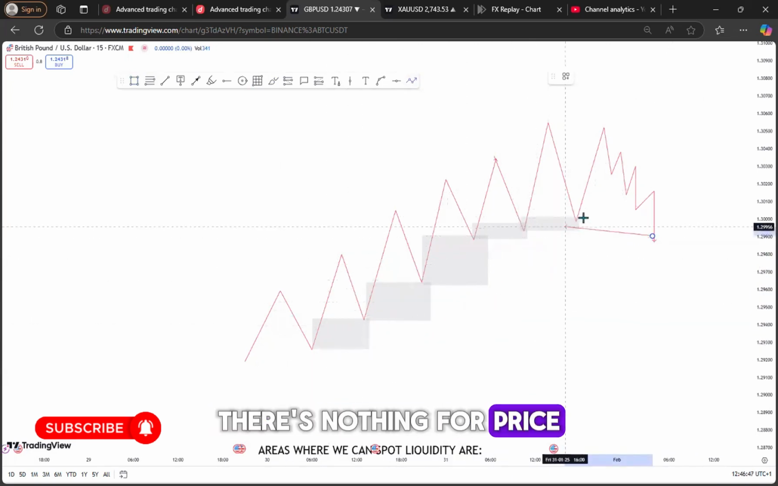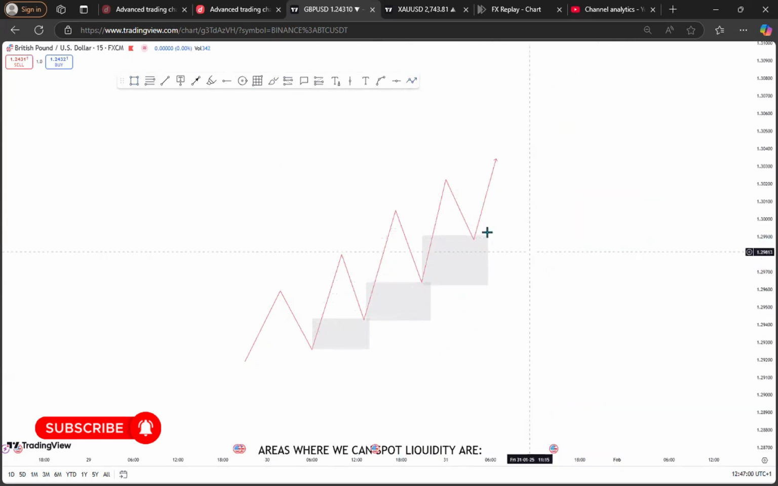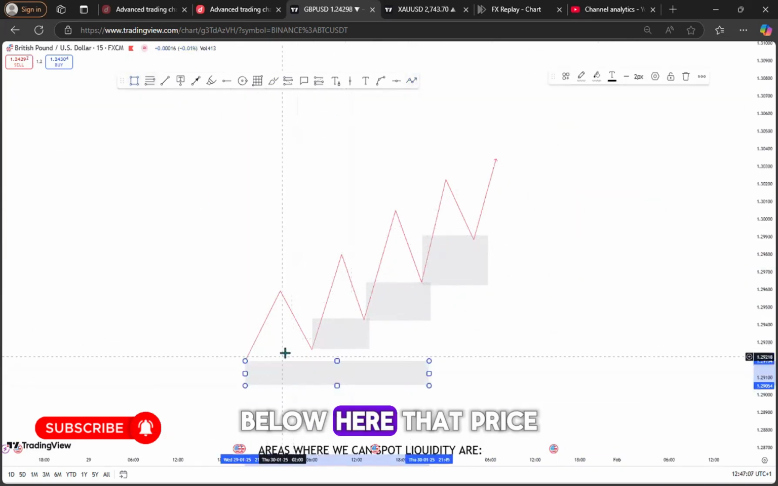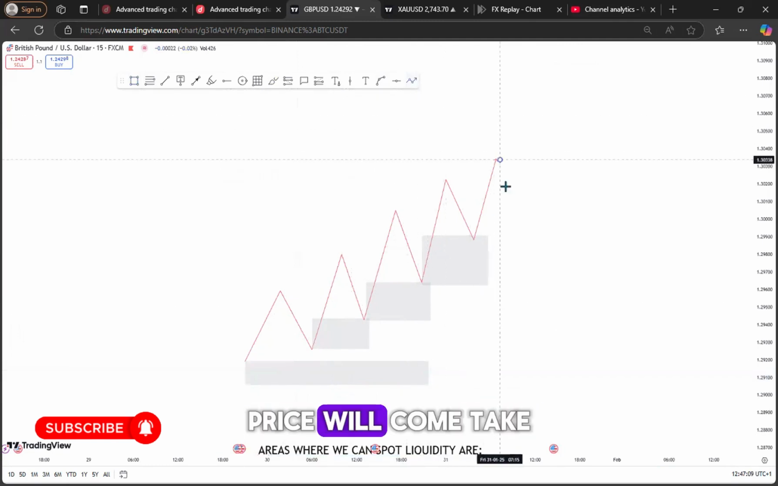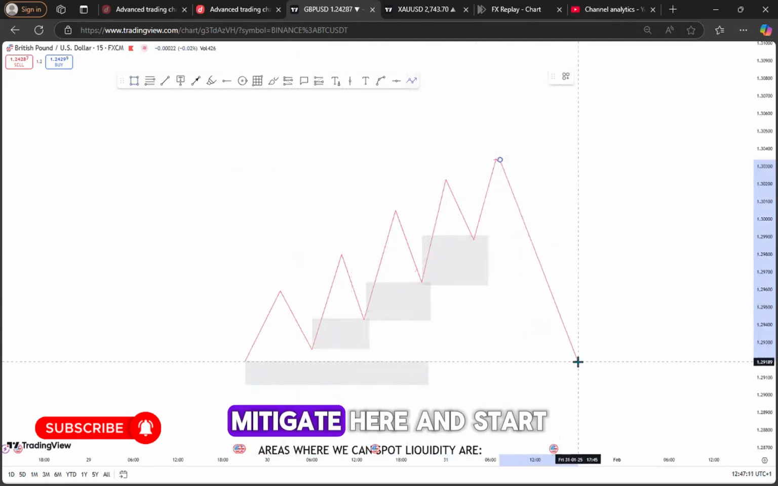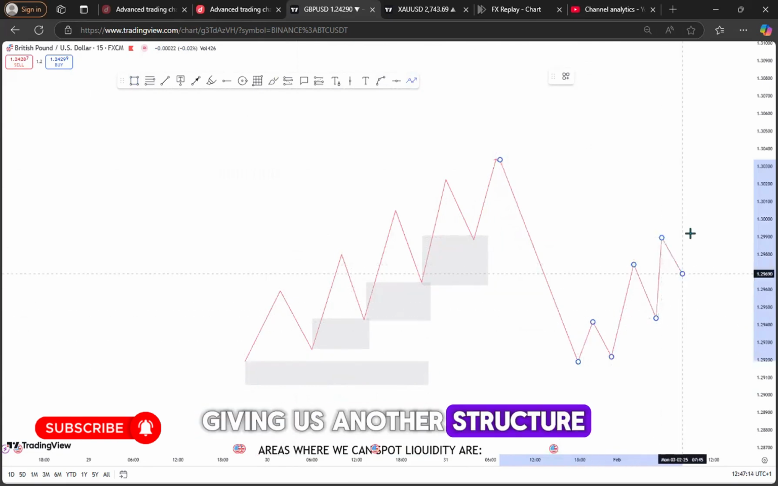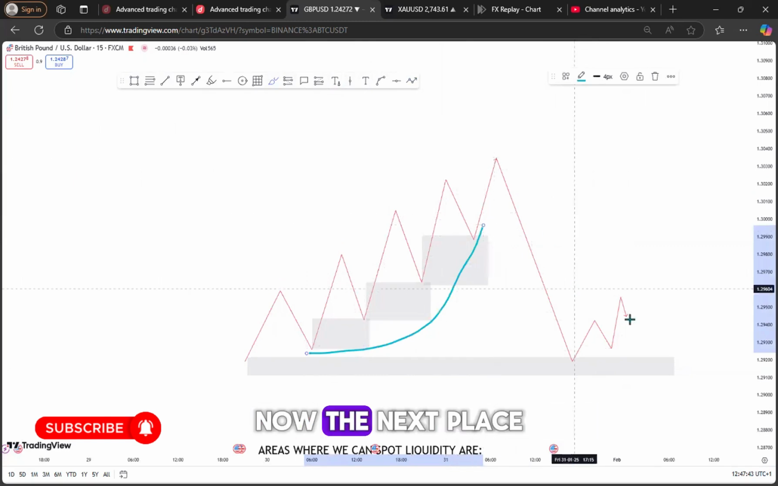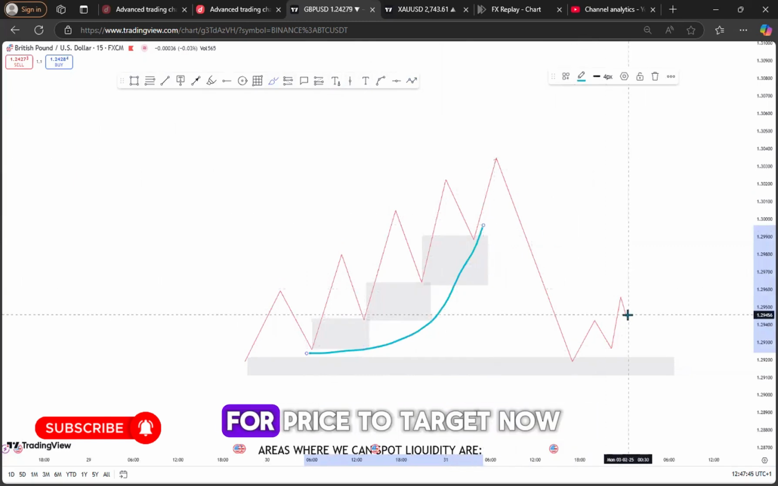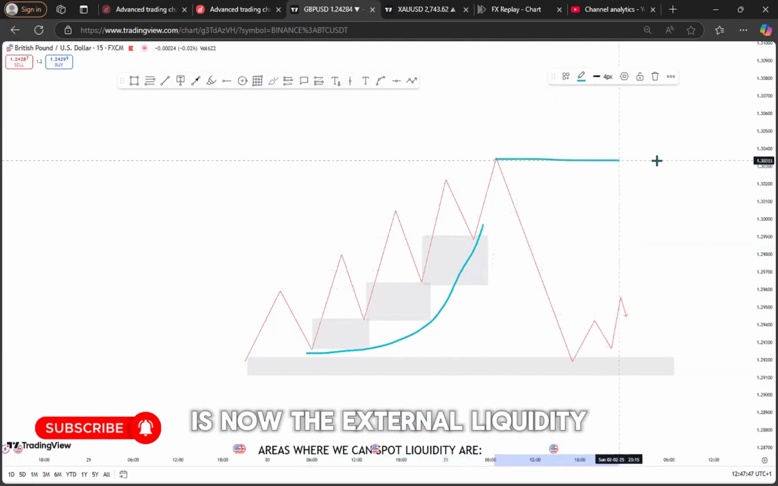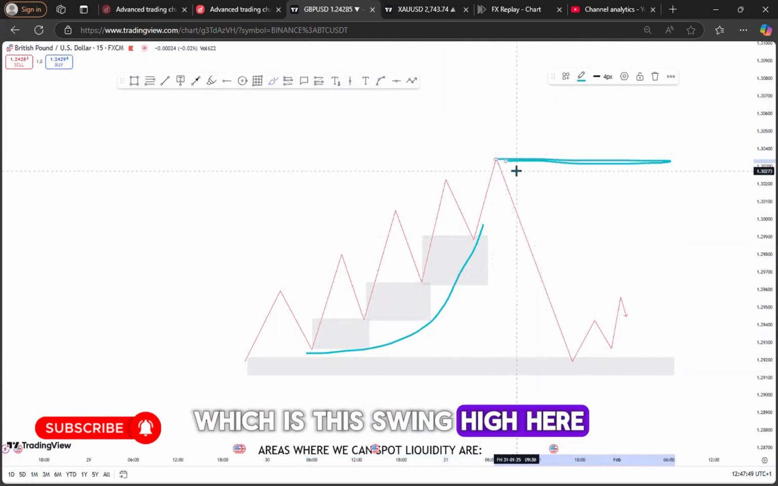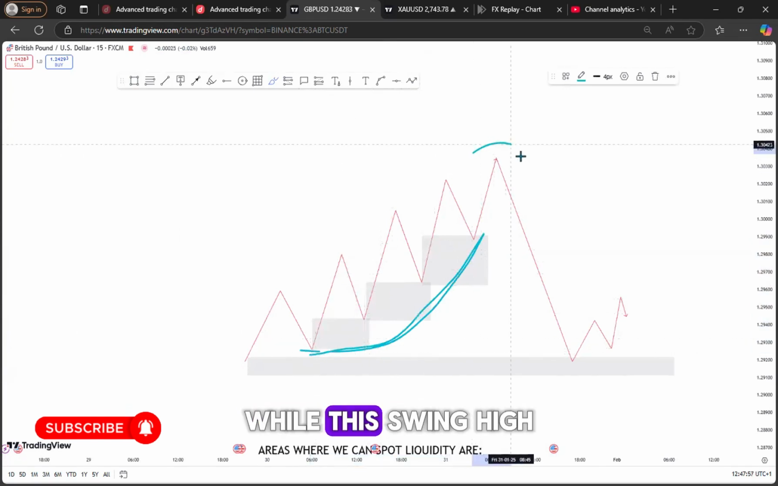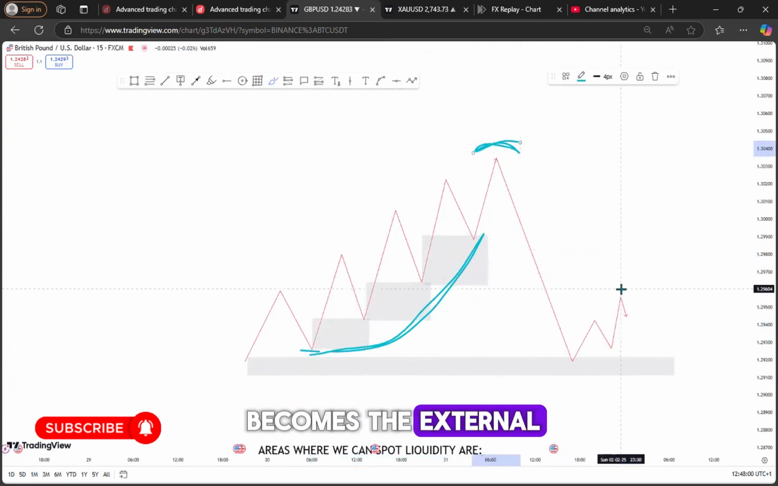There's nothing for price to mitigate here again. Price will take everything out, then look for somewhere below here. Maybe there's something below here that price has not mitigated. Price will come, take out all this liquidity, mitigate here, and start giving us another structure. Again, price has taken out all this internal liquidity. Now, the next target for price is the external liquidity, which is this swing here. Now, this becomes the internal liquidity, while this swing becomes the external.